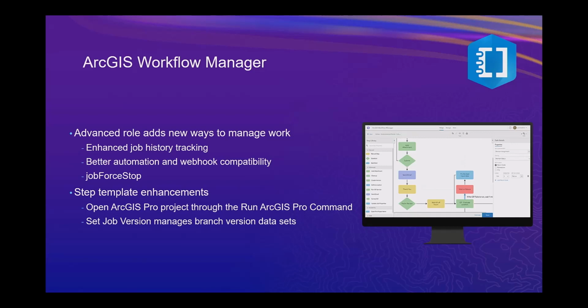Step template enhancements: you can run the ArcGIS Pro command to basically open a Pro project directly from a Workflow Manager flow. Set job version is a new step that allows you to set an existing branch version data source as the job's current version. And the send web request step now offers a federated token authorization option to call endpoints within ArcGIS within your enterprise environment without having to authenticate over and over again. And last but not least, the editable checkbox has been added to update one-to-many job properties and update job property steps to allow values to be edited when the step is run.